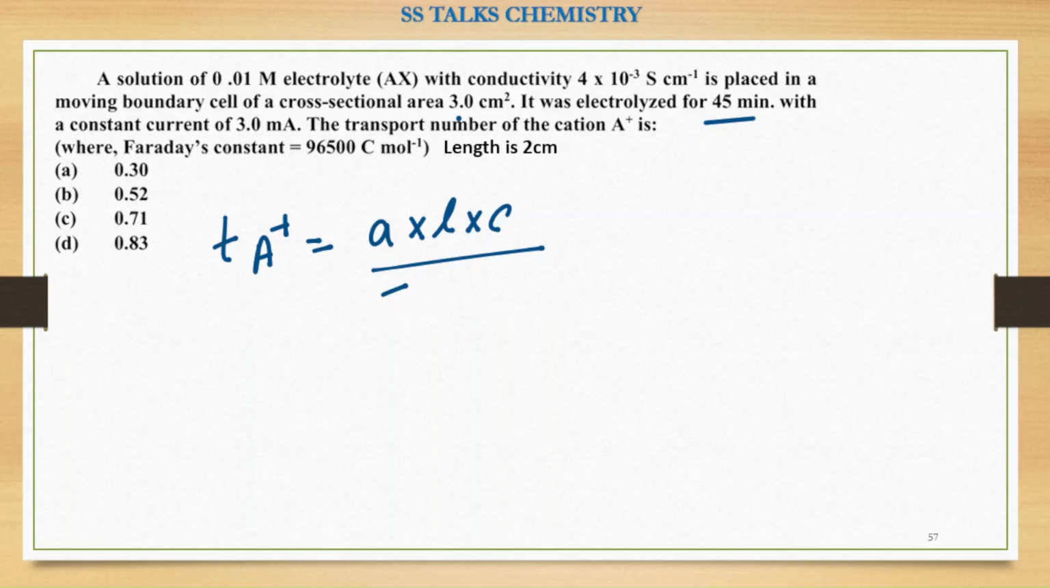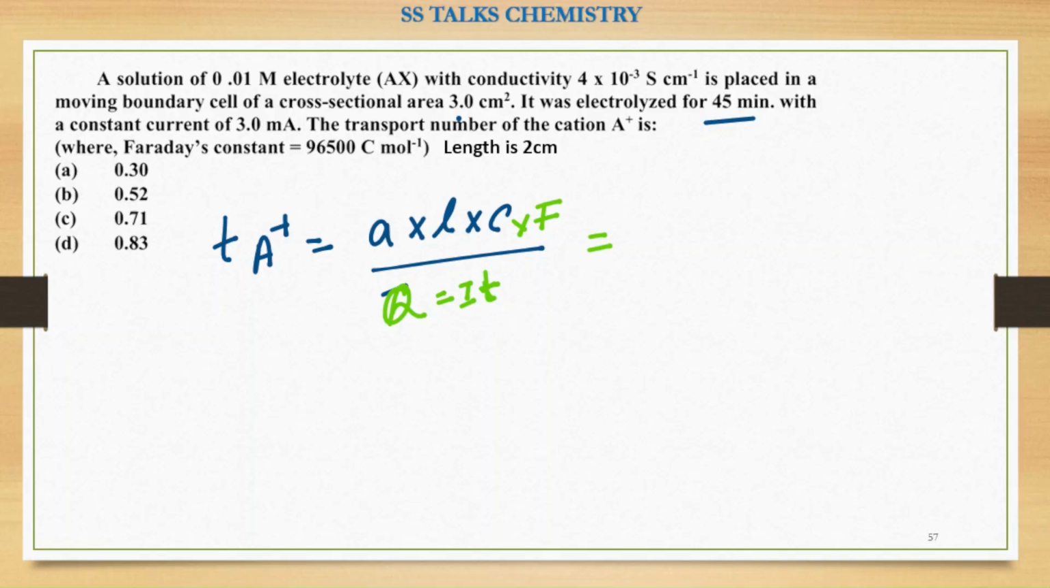upon the current. The charge discharged will be equal to I into T, and here your Faraday's constant will also be present. Right, so area into the length into the concentration into the Faraday's constant upon the charge, which is your Q, is equal to I into T. So just substitute the values.